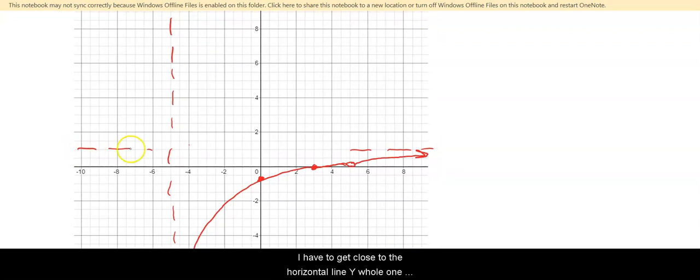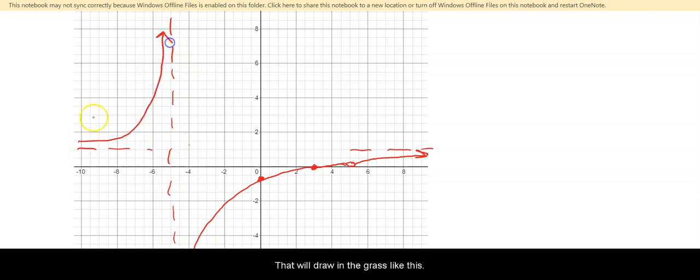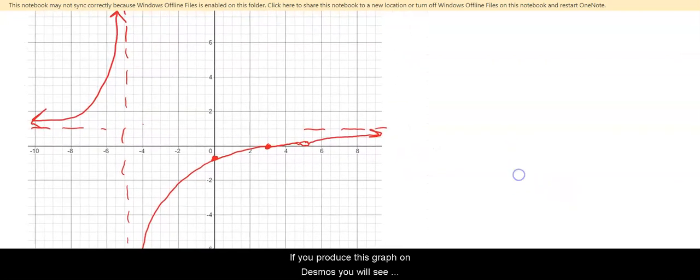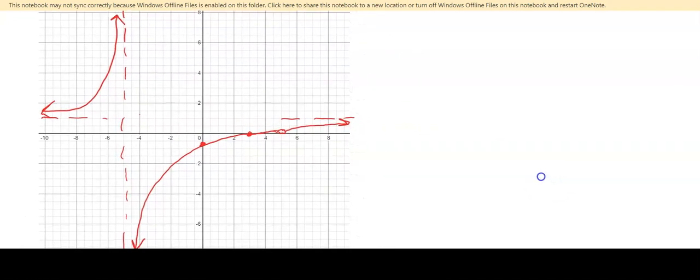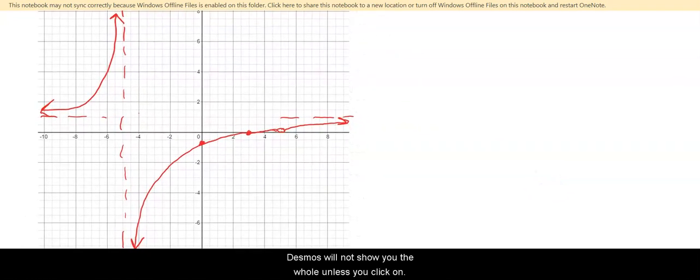Now what can I do over on the other side of that vertical asymptote? I have to get close to the horizontal line, y = 1, and close to the vertical line, x = -5. That will draw in the graph like this. If you produce this graph on Desmos, you will see something very close to what we have here. Desmos will not show you the hole unless you click on it. If you click on the spot where the hole is supposed to be, it will tell you that it is not defined or does not exist at that point.